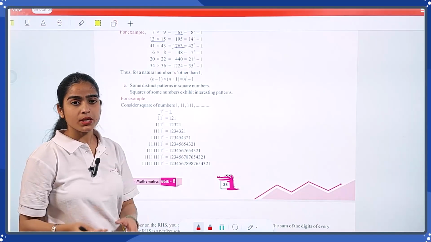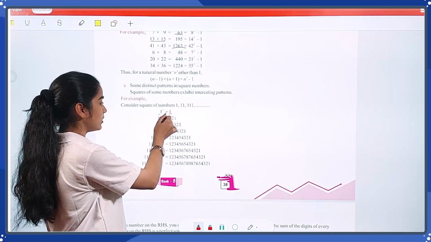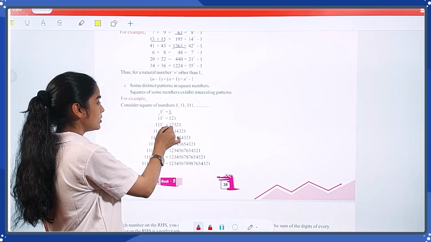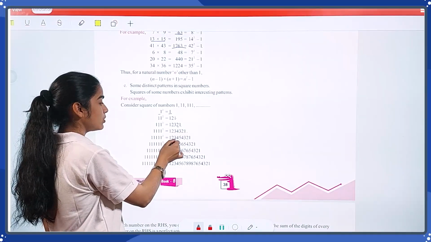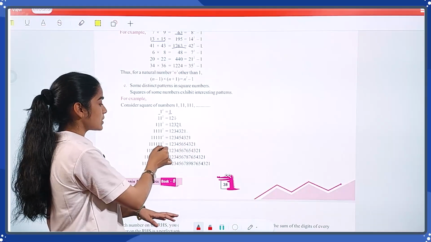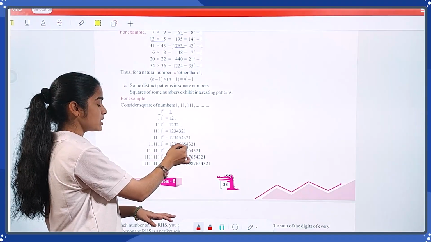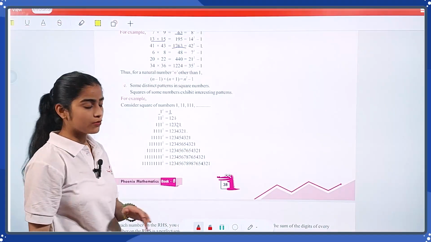What you have to do is count how many ones you have. After that you have to reverse your counting. Here 1, 1. 1, 2, 1. 1, 2, 3, 2, 1. 1, 2, 3, 4, 3, 2, 1. Here there will be 5, so 1, 2, 3, 4, 5, now reverse your counting: 4, 3, 2, 1. Now 6: 1, 2, 3, 4, 5, 6, now reverse your counting: 5, 4, 3, 2, 1. So in that manner you can solve your questions.